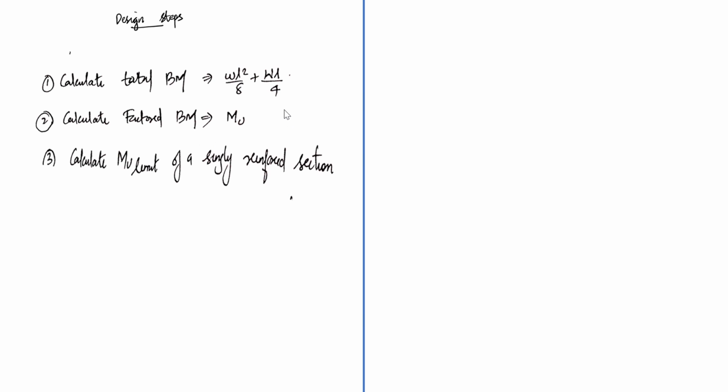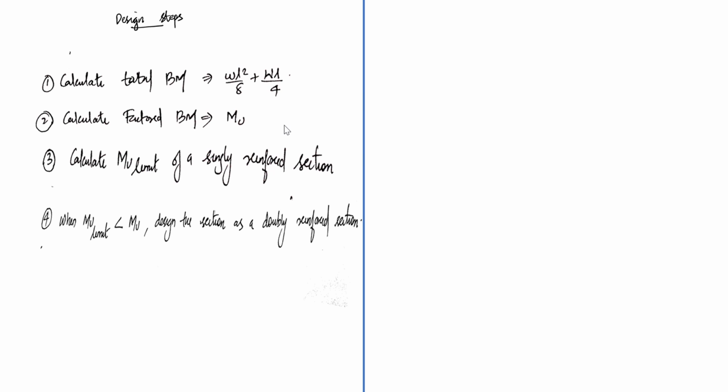The next step is to calculate the MU limit for this section, that is, the MU limit for a singly reinforced section. You can calculate it as MU limit is equal to QFCK square. Then you need to compare this MU with MU limit. When MU limit is less than MU, which means the moment required for a balanced section is less than the applied or factored bending moment, then the section is to be designed as a doubly reinforced section. This we have discussed in the last class.